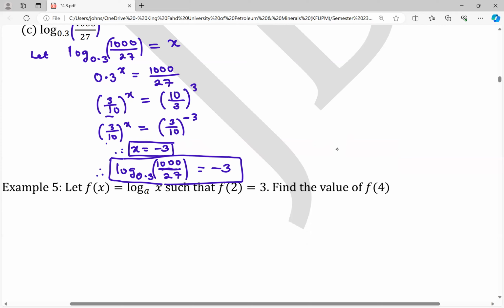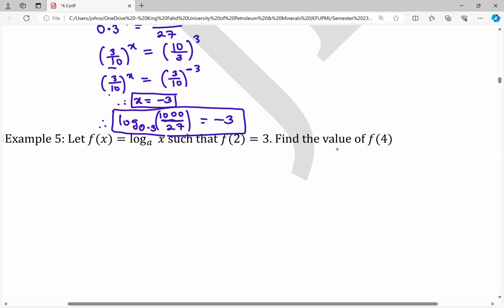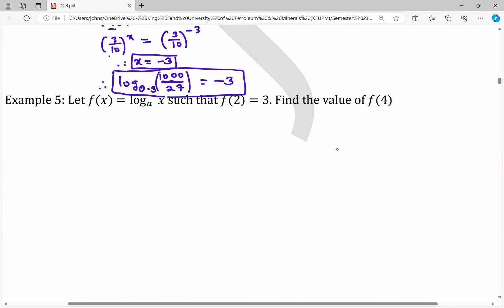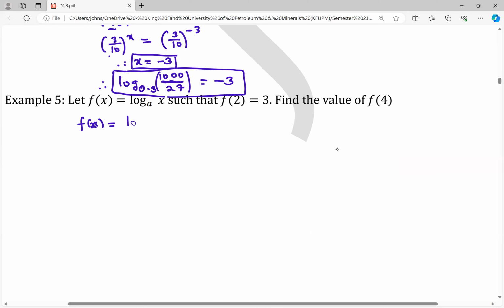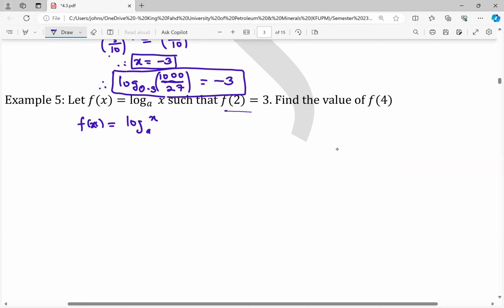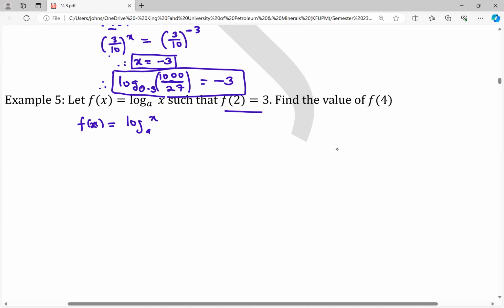All right, now example 5 says that what? Let f of x be equals to log to base a of x. We want to find f of 2. No, f of 2 is given, so we want to find f of 4. Now, just start from here. If our f of x is giving us log to base a of x, use the fact, use what we have. What does this mean? This means your y is 3 and your x is 2.